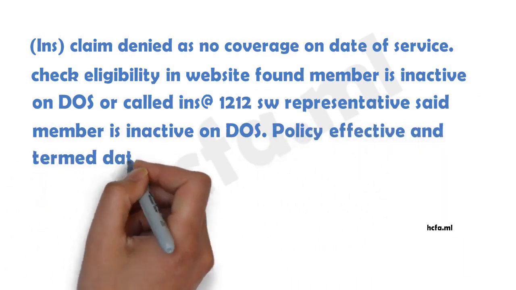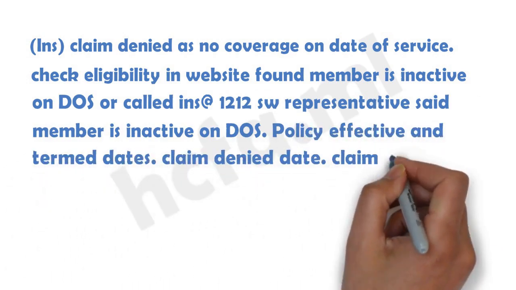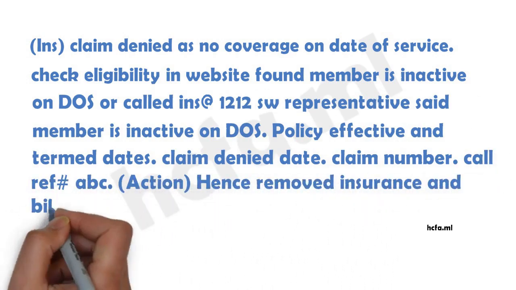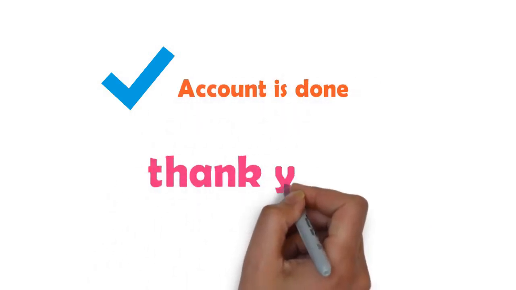Policy effective and term dates. Claim denied date. Claim number. Call reference number. Hence removed insurance and billed the patient. Account is done.